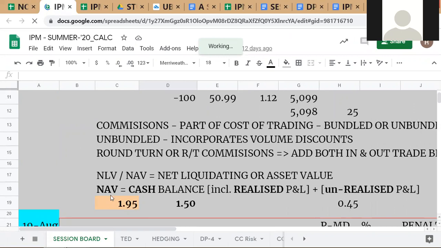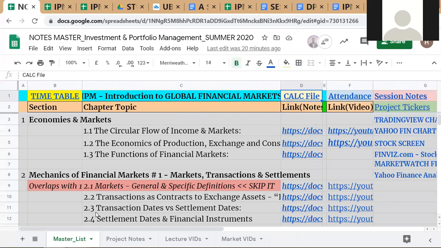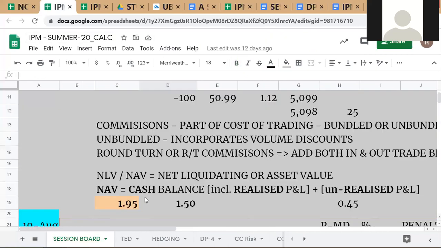So I will ask you to show me your account statements and to plot your NAV, so that you have your starting NAV on the 14th of September. As I explained in the last class, your starting NAV on the 14th of September will be your starting balance, and then I'll look at the ending NAV at the end of the project. Does that clear your doubt? Yes, sir.